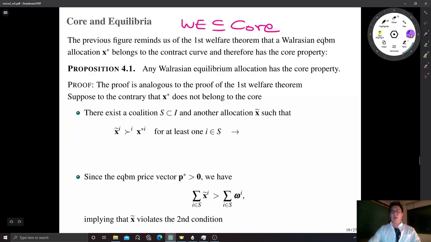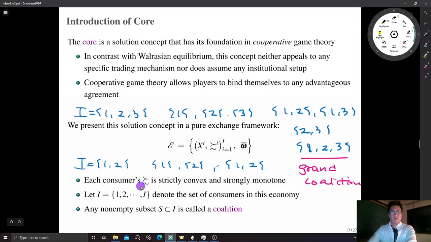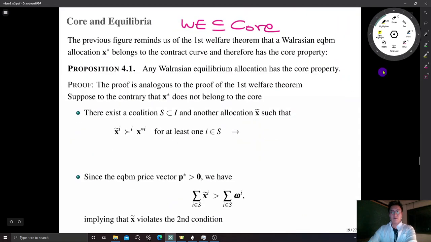Then we maintain the assumption that the preference relation is strictly convex and strongly monotone. Using that assumption, because every good is desirable, if we think about an equilibrium price vector, it should be strictly positive. Because every preference relation is strongly monotone, the more, the strictly better. So the price of any good should be strictly positive.